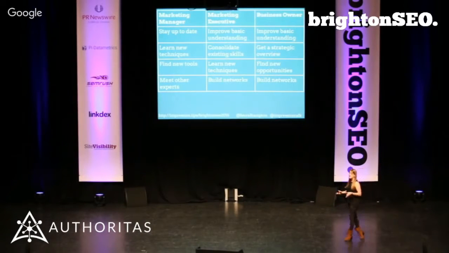And then maybe we've got some business owners in the room, so people who don't directly work in a marketing role, but who are here to improve their basic understanding, get a strategic overview of how all of this fits into their business, find new opportunities, and maybe build some networks too. So as you can see, a lot of those motivations actually overlap with one another.